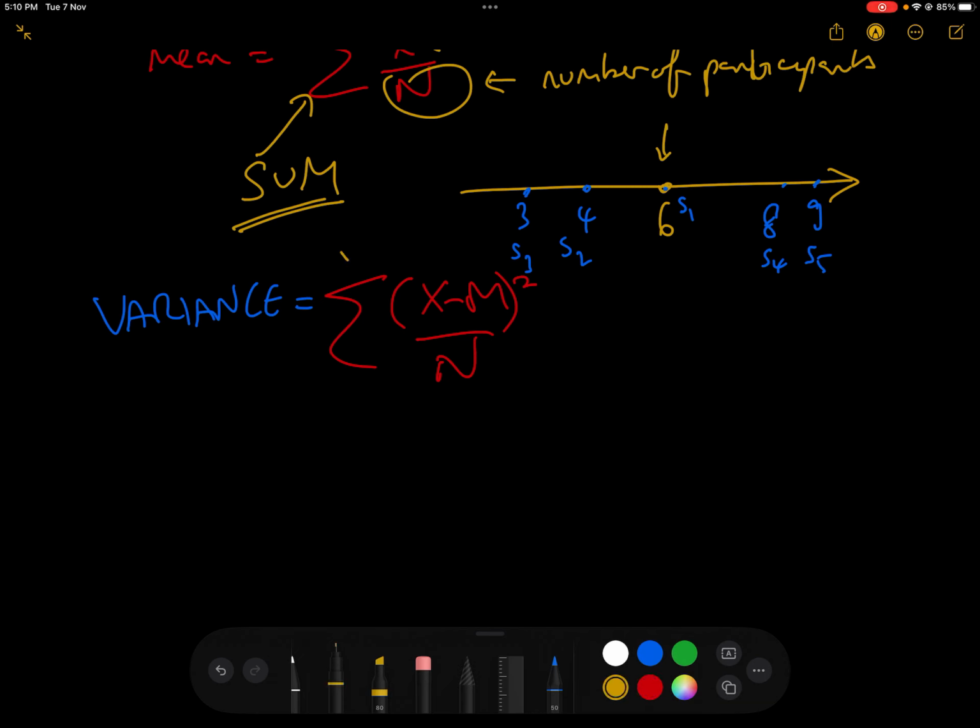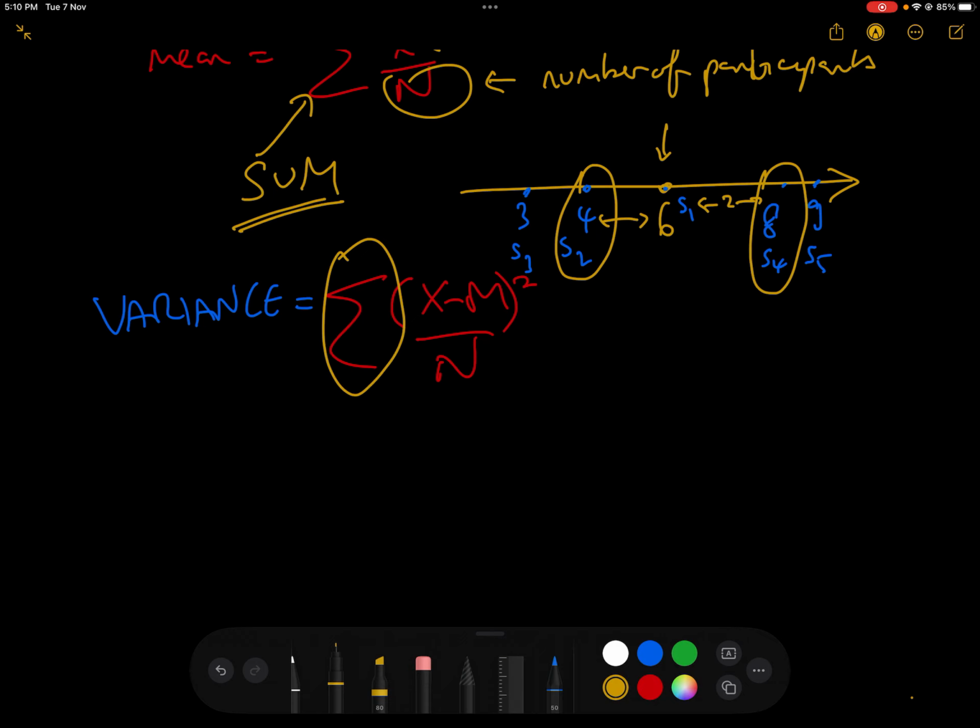Again, sigma, the sum, we've already discussed that. All it means is add them all up. X minus m squared is basically the difference between each of the students' scores and the mean, and we square it. Now, why do we square it? Well, if we take student S2, for example, here, his score is 2 under. And if we take student S4, his score is 2 over from the mean.